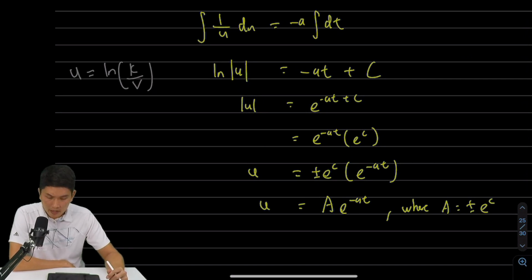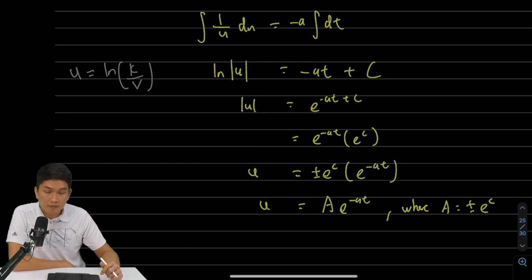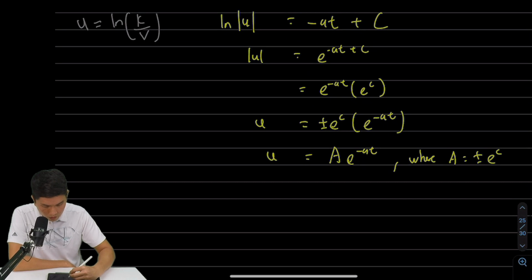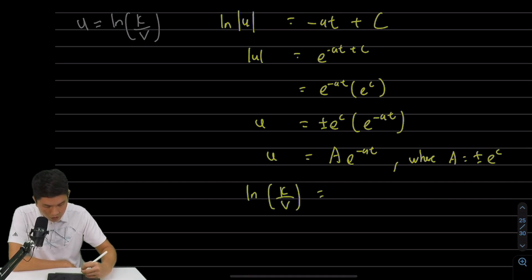So you might think that we have solved the DE, but we actually solved the DE in terms of u. We want to solve it in terms of v. So let's put u equals to, let's substitute back our natural log k over v as u.